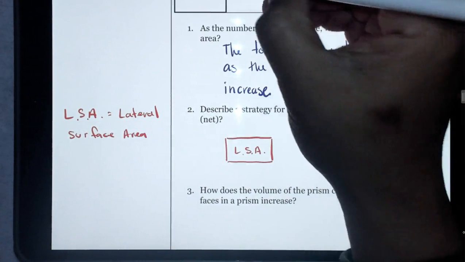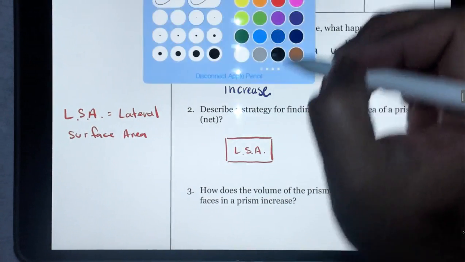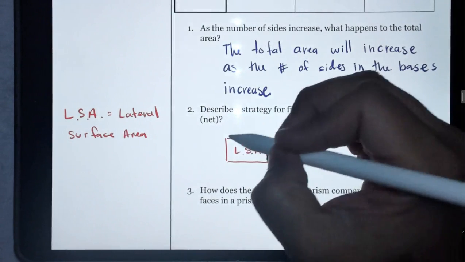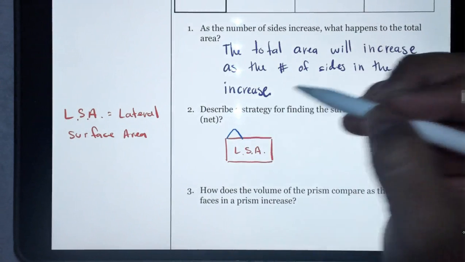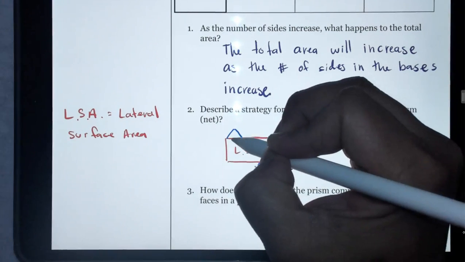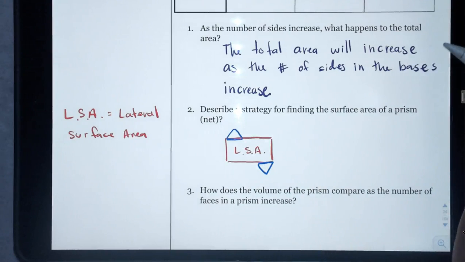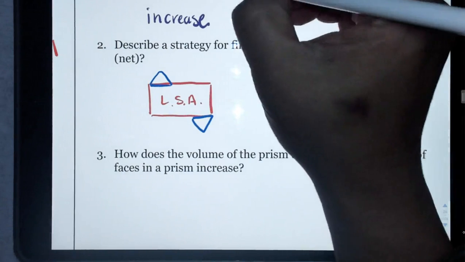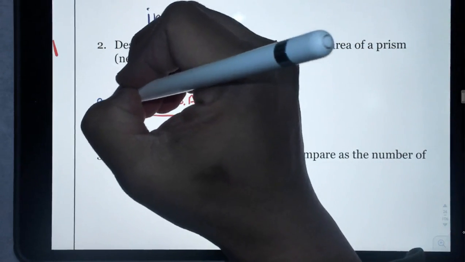I'm just going to do a quick sketch, maybe the triangular one. Here's my triangle. I think I need to make it a little bigger. That looks about right. Here's my triangle. Here's my lateral surface area, and these are my bases.